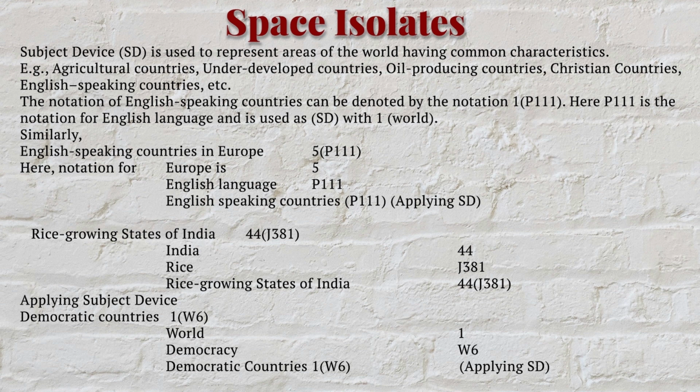Here we present more such examples, say, rice growing states of India, 44. Then by subject device we get rice from the main class J agriculture as J381. So the rice growing states of India will be 44 J381. Here India is 44, rice J381, rice growing states of India 44 J381.